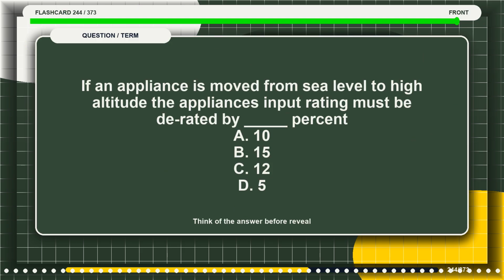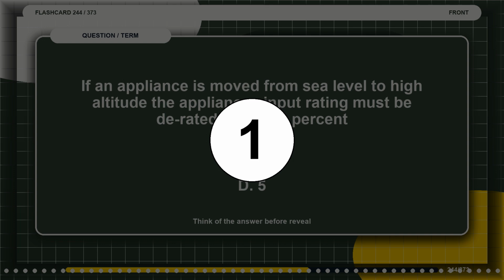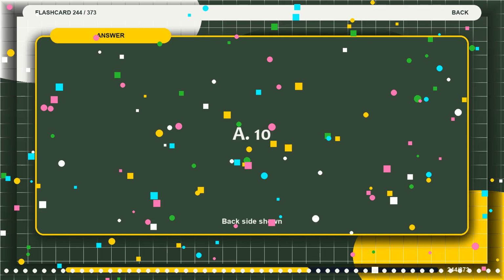Flashcard 244. If an appliance is moved from sea level to high altitude, the appliance's input rating must be derated by blank percent. A. 10 B. 15 C. 12 D. 5. Think of the answer before the reveal. The answer is A. 10.